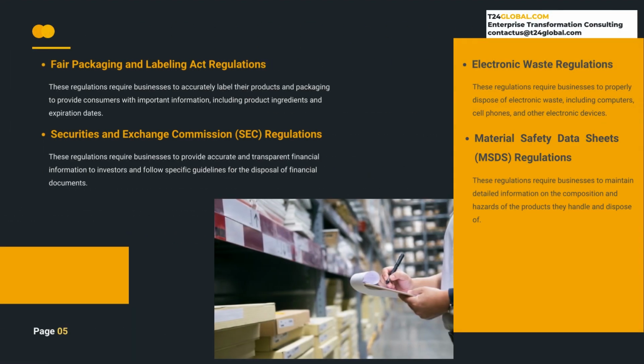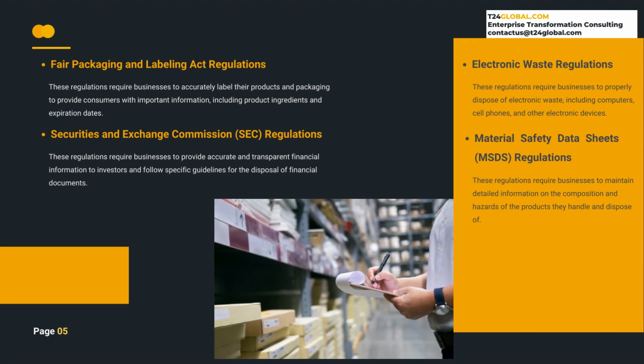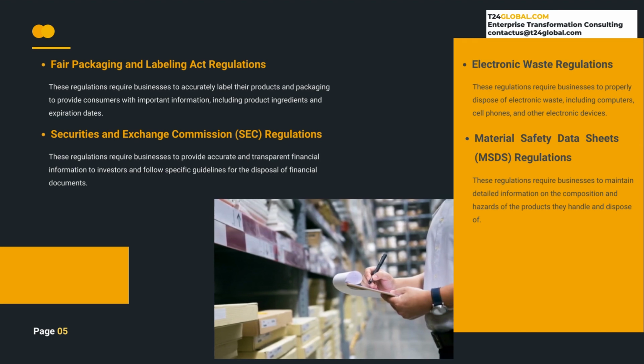Fair Packaging and Labeling Act regulations. These regulations require businesses to accurately label their products and packaging to provide consumers with important information, including product ingredients and expiration dates. To comply with these regulations, businesses must have clear and accurate labeling on all products and packaging. Key personnel involved in labeling compliance include product managers and regulatory affairs specialists. IT software functionalities used include product labeling software and product lifecycle management software.